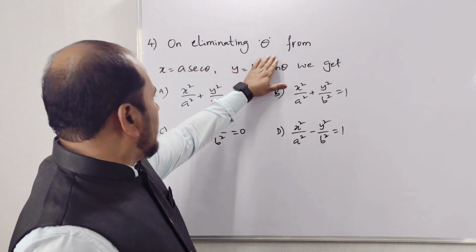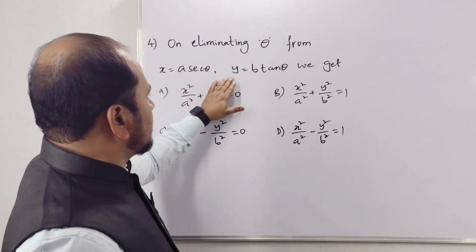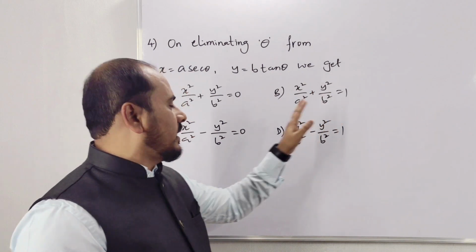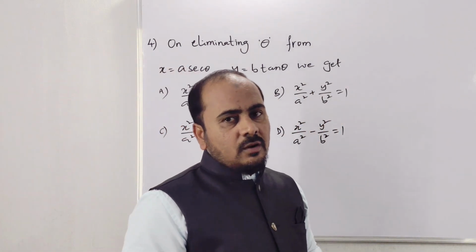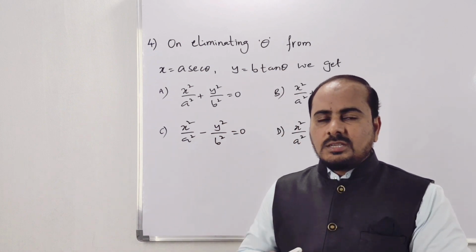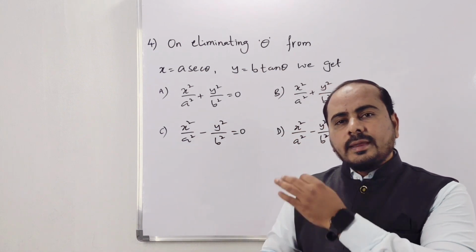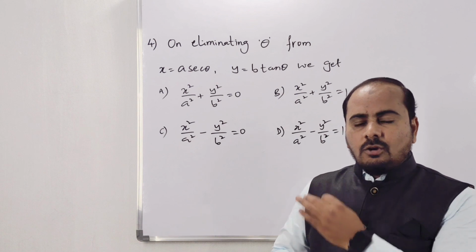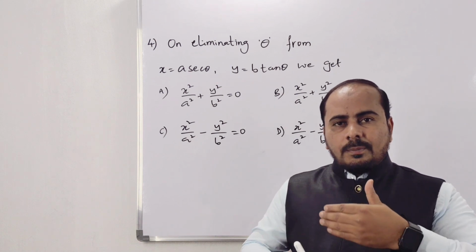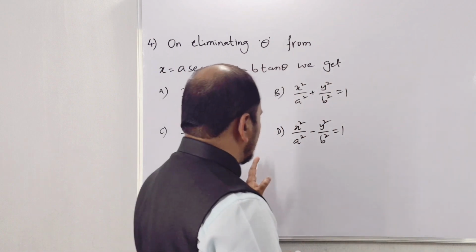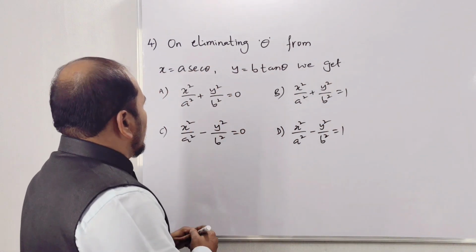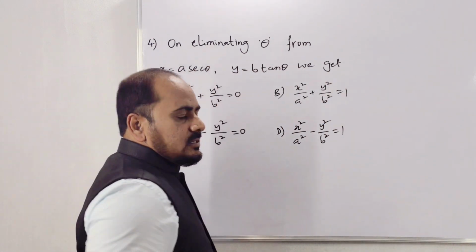Right? Now come to the fourth question, my dear. On eliminating theta from x is equal to a sec theta, y is equal to b tan theta, we get... 4 equations were given. My dear aspirants of DSC, here I want to suggest you one thing. Whenever you crack any solution in a competitive exam, you have to apply different types of strategies. Why? Because here you observe, this is one of the examples. Here sec theta and tan theta were given.